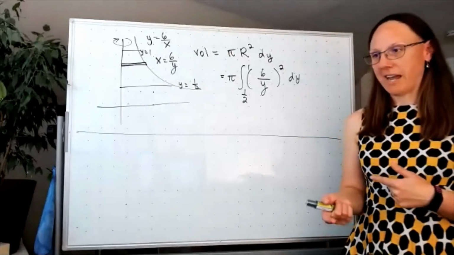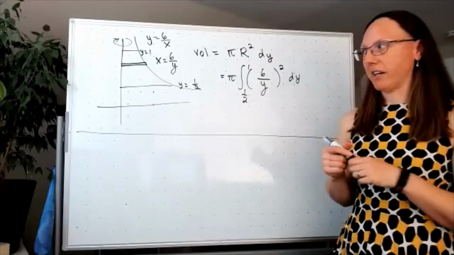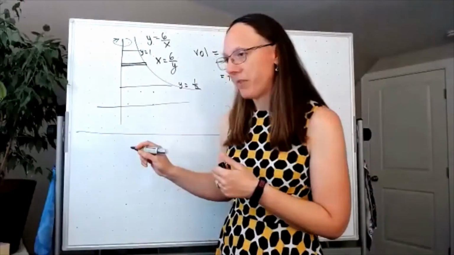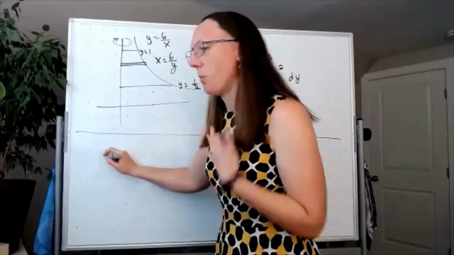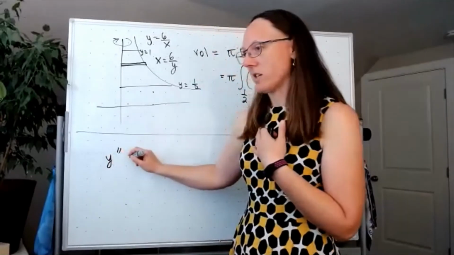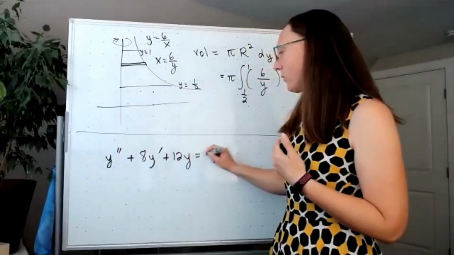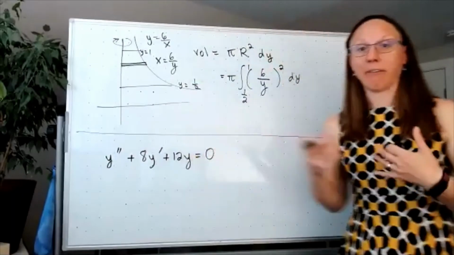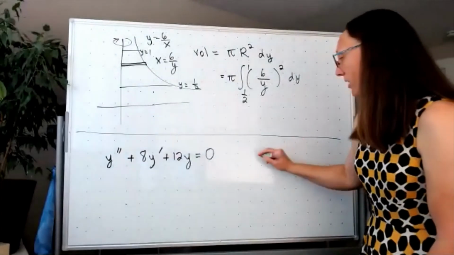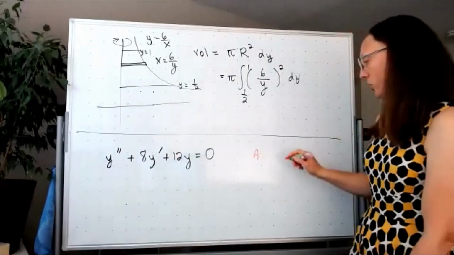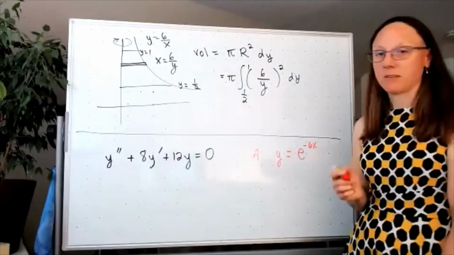We did at least one of these on Monday, but let me do another one just for clarity. I'm going to pick one of the differential equations. My first differential equation looks like y double prime plus 8y prime plus 12y equals 0. And I'm just going to take my first potential solution, my A possible solution, which looks like y equals e to the -6x.